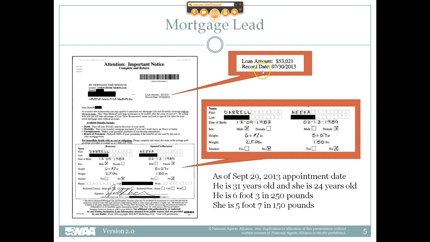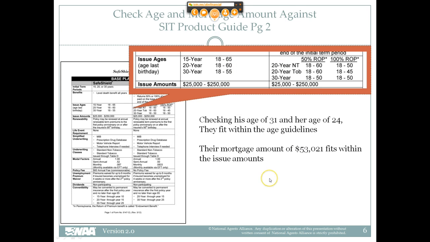And then the loan amount is relevant only so that we know if it'll fit within the guidelines, which typically it does, but it's something just to look at so we know what we're dealing with. So let's say we're running this appointment on September 29th of 2013. That makes Daryl 31 years old and Nika 24 years old. His height and weight, he's 6'3", 250. She's 5'7", 150.